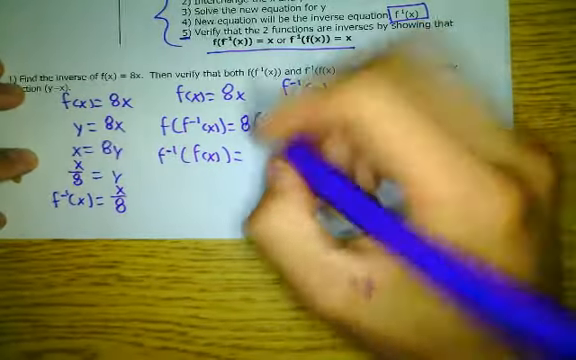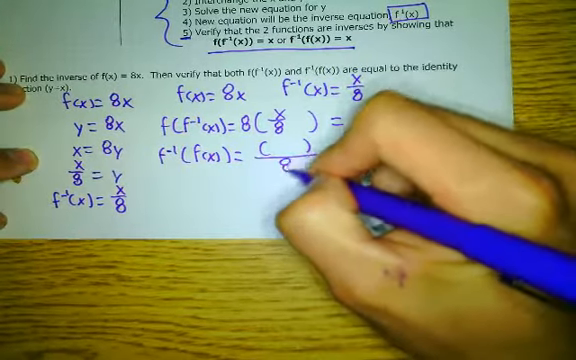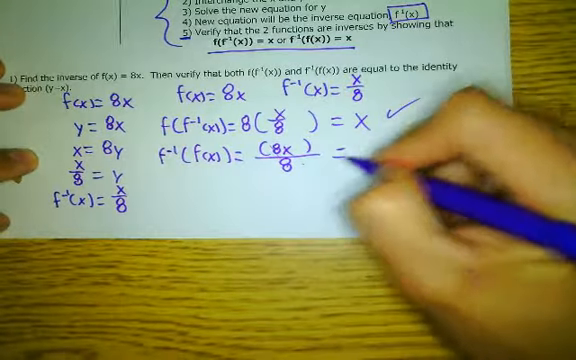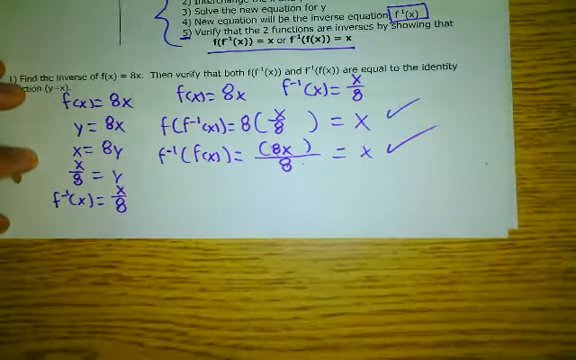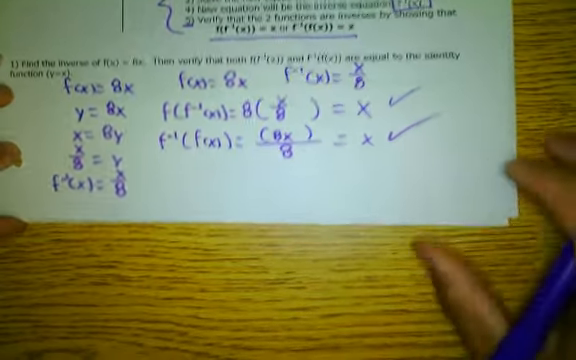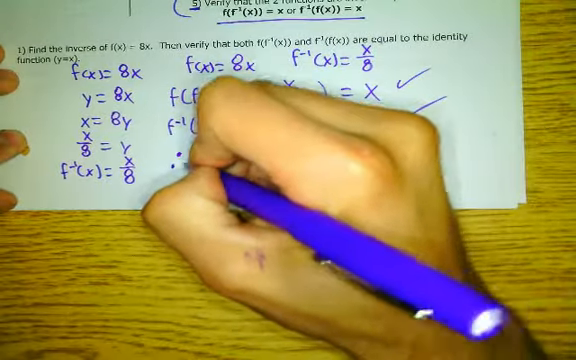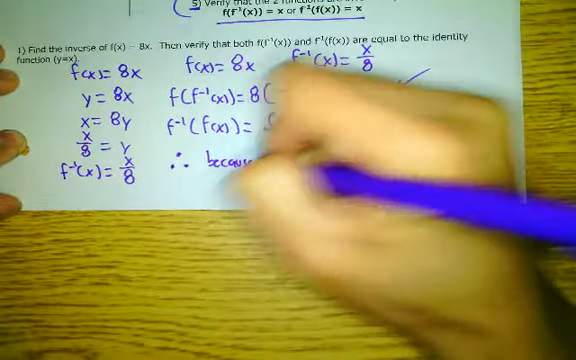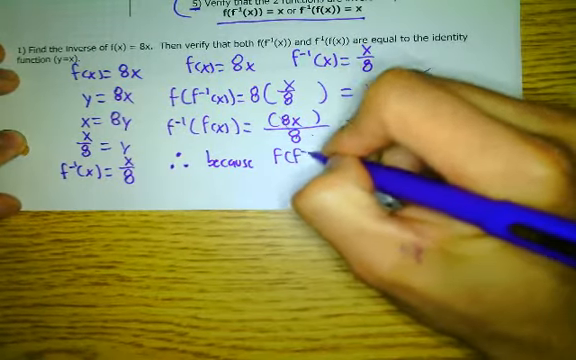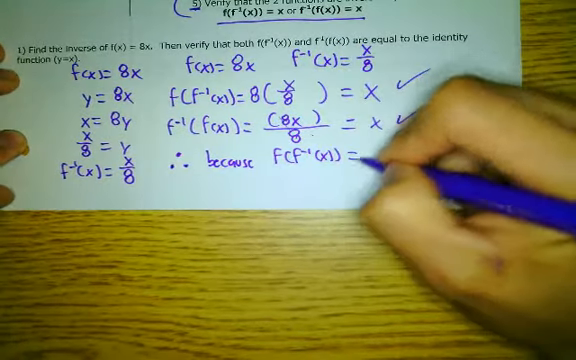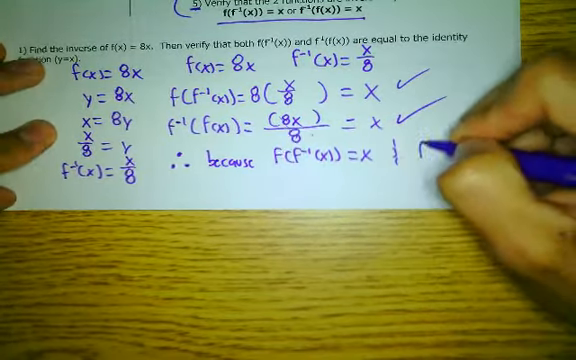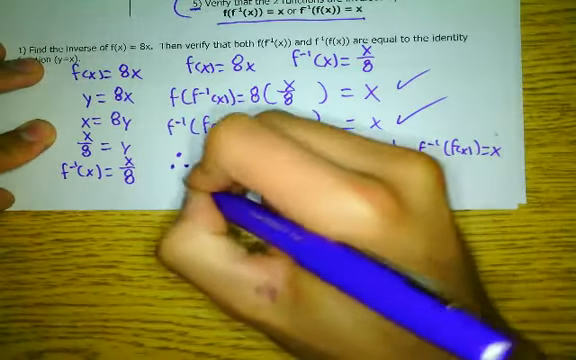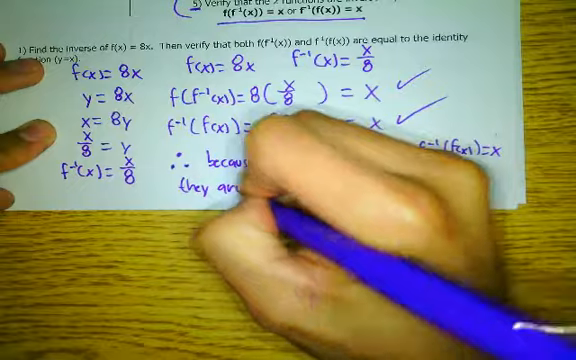Therefore, because f of the inverse of x equals x and the inverse of f of x equals x, they are inverses of each other. And that's what it means to undo each other. They bring themselves back to the most simple parent function that we know, which is x.